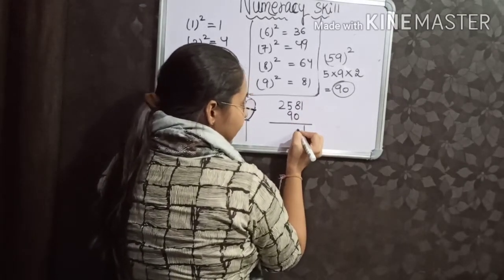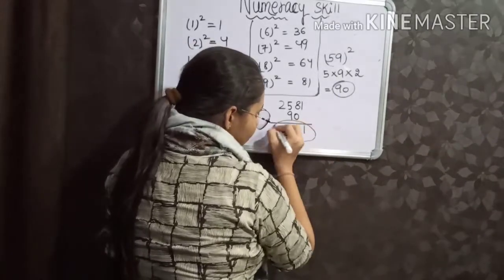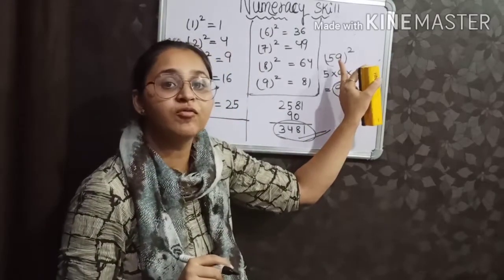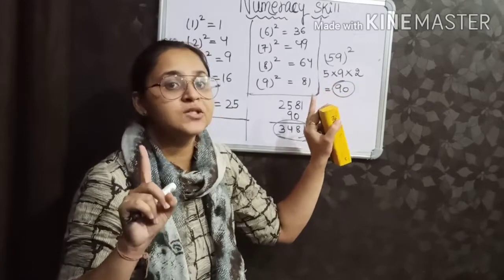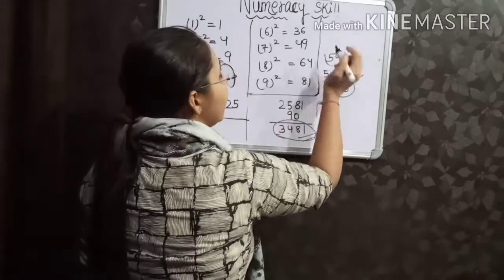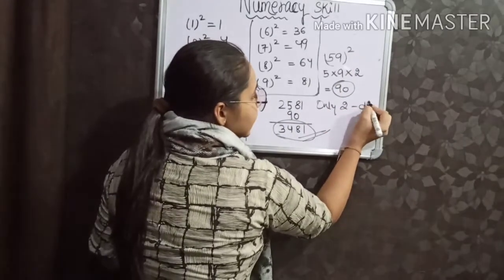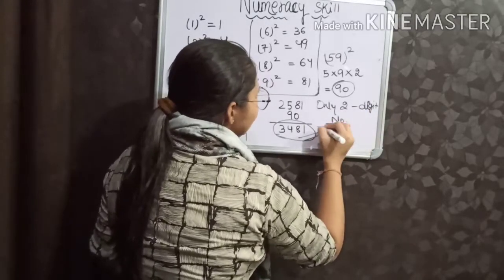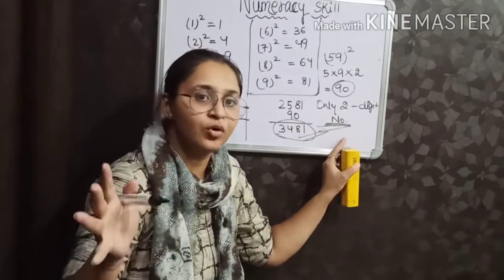So 1, 8, 9, 5, 14 and 3. So 3481 is the square of 59. This is the first trick to calculate the square of a 2-digit number. This is the trick for only 2-digit numbers. Now the task is you have to calculate some squares of following numbers.